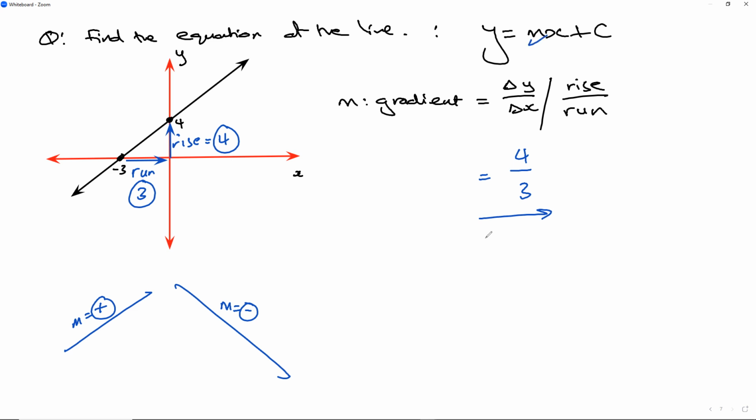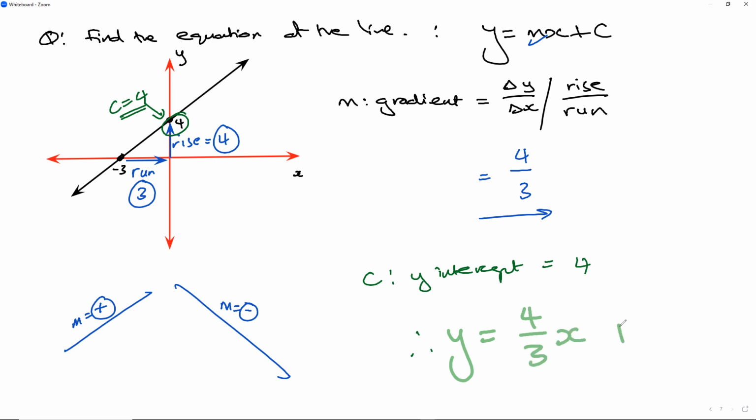Now I've got my m value, got my gradient, like that. The y-intercept is pretty simple for this one. The y-intercept is right there, c equals 4. So c, which is my y-intercept, is equal to 4. And so therefore, I can write my final line as y equals 4 over 3 x plus 4. And that's the equation for this line.